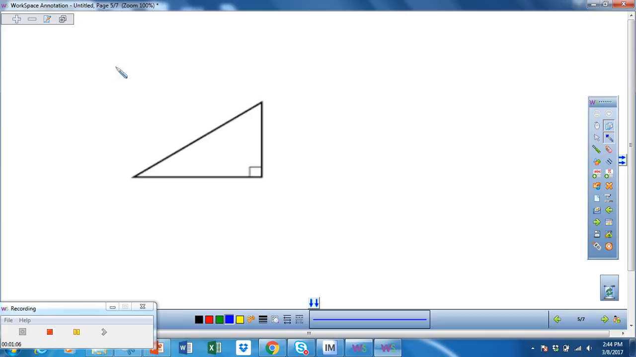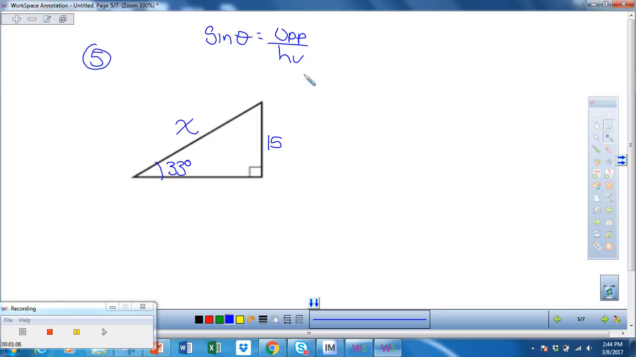This is problem number 5 on that same page. We have this side is 15, and we're told that this is x, and we're given this angle. So again, which trig ratio am I going to use? Remembering that sine of theta is equal to opposite over the hypotenuse.